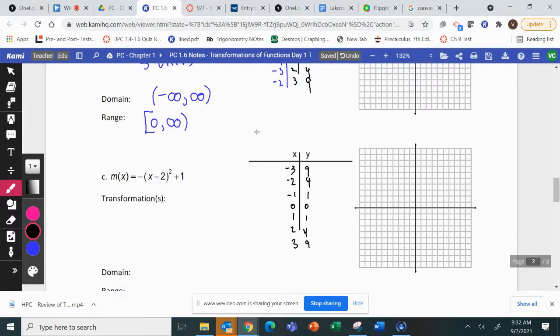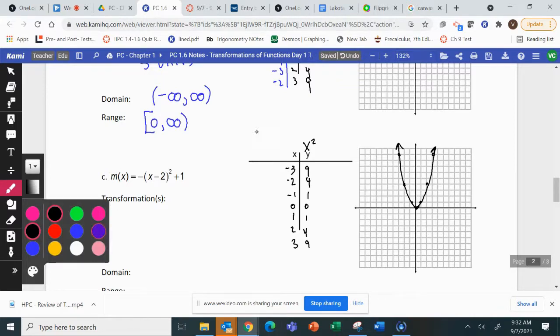The next one is x squared again, so I'm quickly just drawing my parent function and writing down the points since we just did that one twice. Okay, this one has multiple transformations.